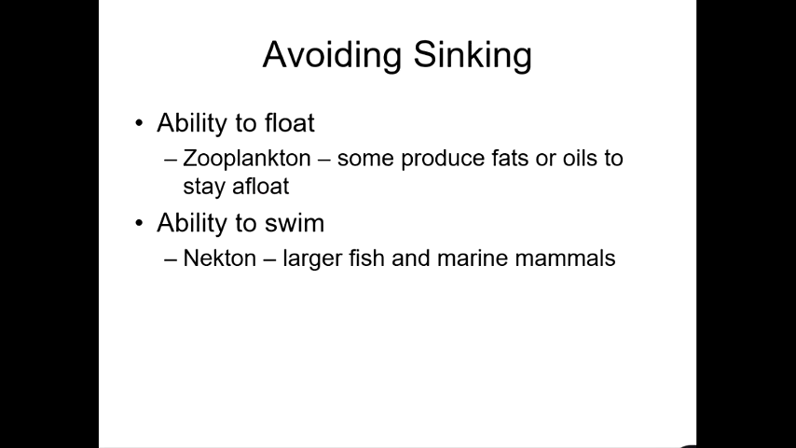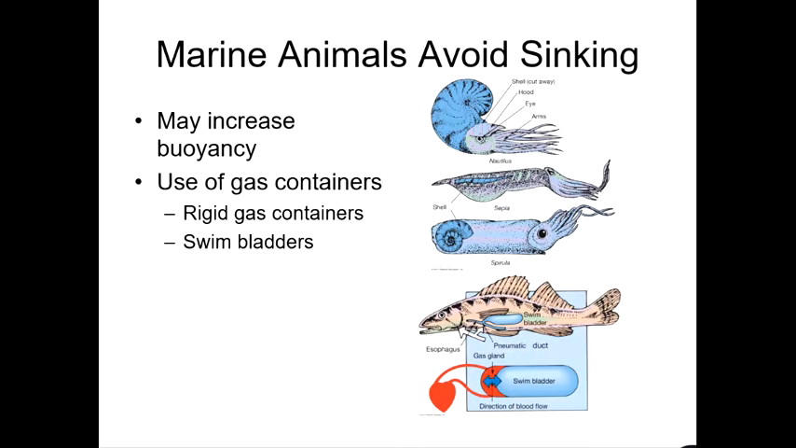All pelagic life has this issue of needing to avoid sinking. They don't want to be on the bottom. And so they are either floaters or swimmers, and there's the division between plankton and nekton again. And you have many different ways to avoid sinking. A lot of times there are ways where they increase the buoyancy.